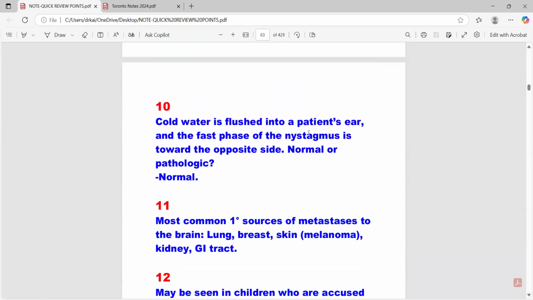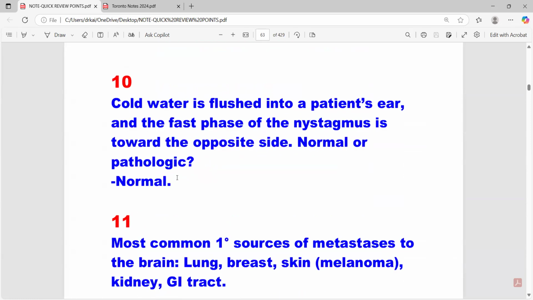Then the cold water is flushed into the patient's ear and the fast phase of the nystagmus is towards the opposite side, normal or pathological? It's normal. I mean, these are 4 or 5 people that actually wrote down these notes when they were making it. So just, there are important lines from somewhere, so they just put it together.